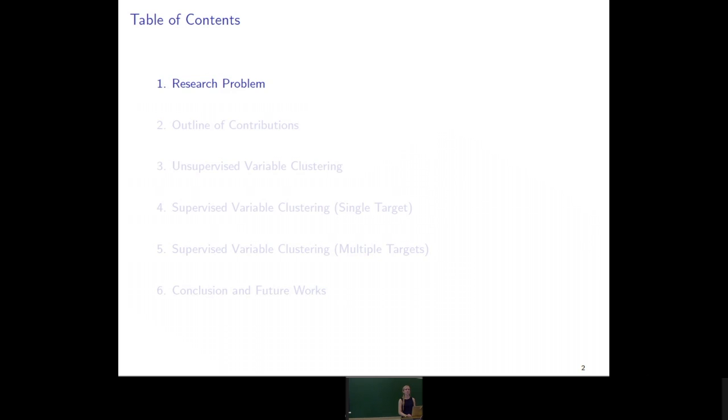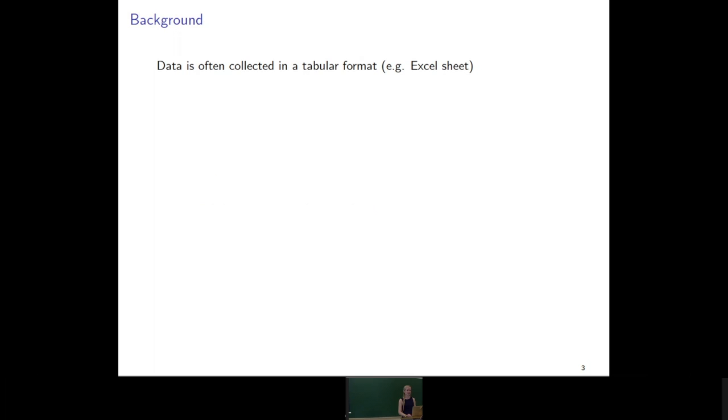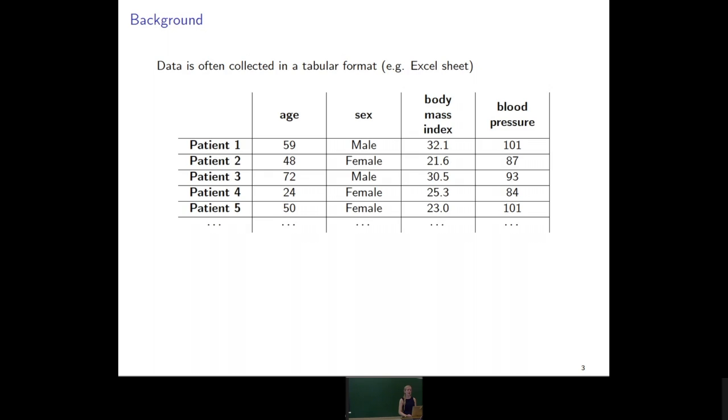Let me start off with describing to you the research problem that I looked at during my thesis. So, some background to start off. The data that we analyze is often collected in a tabular format. This is something like what you would see in an Excel sheet, where you'll have rows, which in this example here represent patients. And then we also have columns, such as these here, which measure the age, sex, blood pressure, body mass index of these patients.